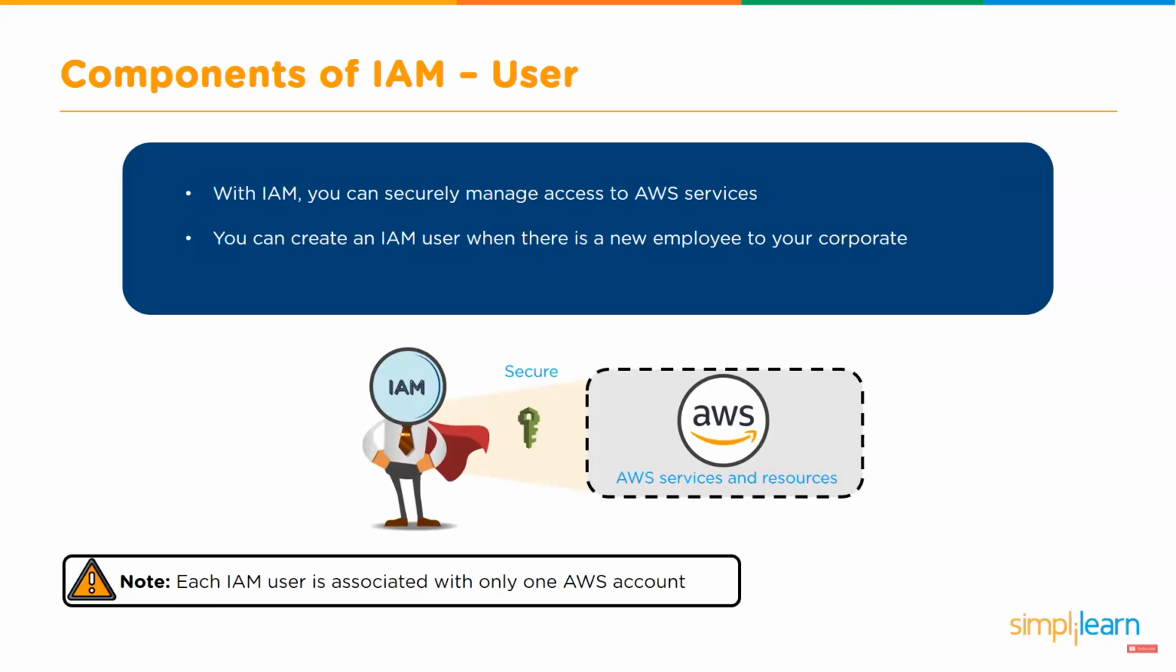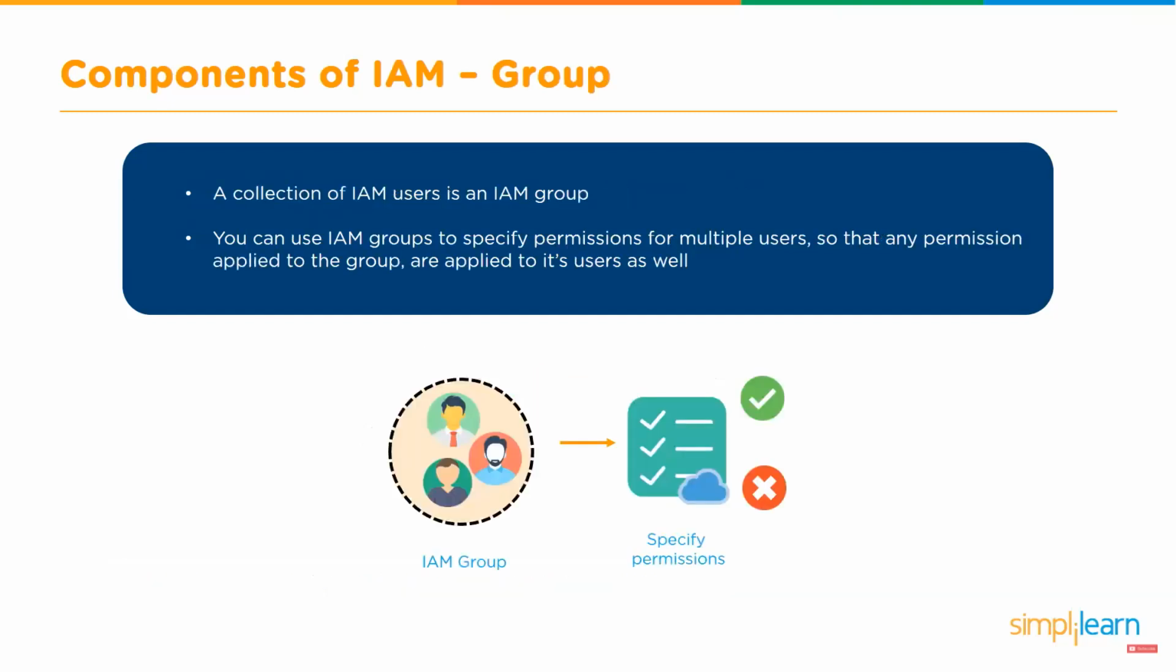Again, the IAM user does not always represent a person. An IAM user is really just an identity with associated credentials and permissions attached to it. It could be an actual person who is a user, and it could be an application also who is a user. Next, we'll talk about groups.